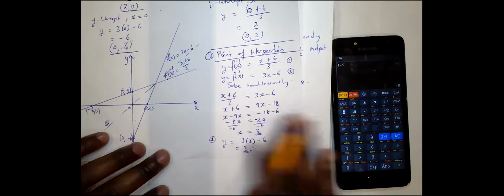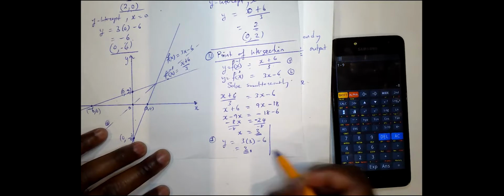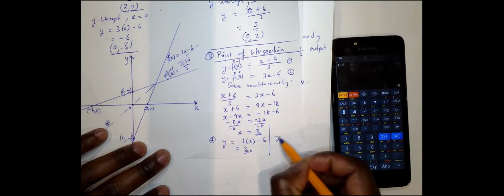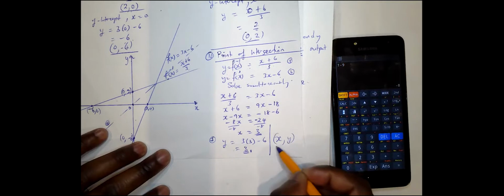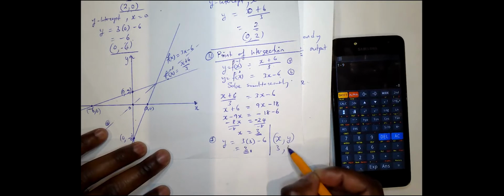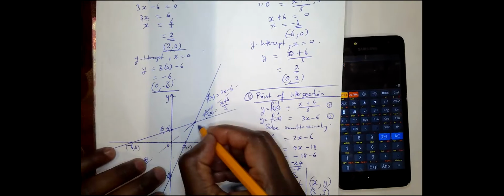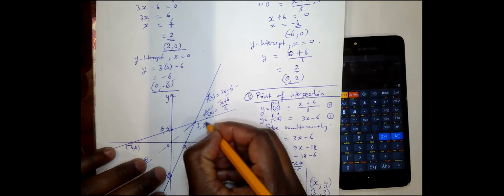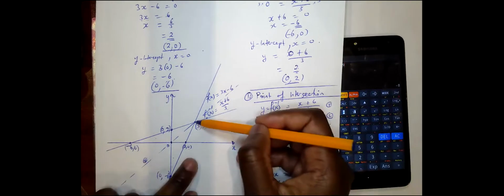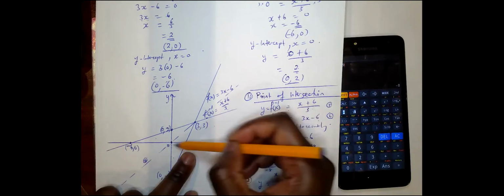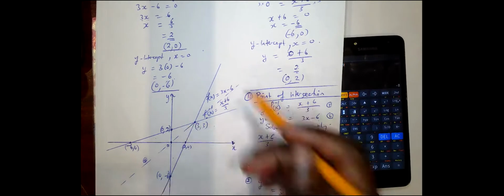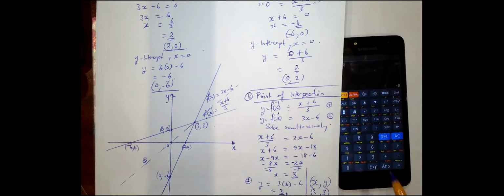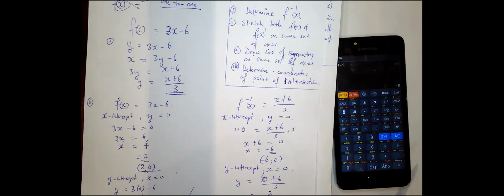Okay, so now the coordinate, remember, the coordinate must be in the form of what? X and Y. So we have 3 and 3. This is our point of intersection, which is 3 and 3. It means that it's 3 units in terms of the x-axis and 3 units in terms of the y-axis. So your question will actually be fully answered. That's what you must do here.